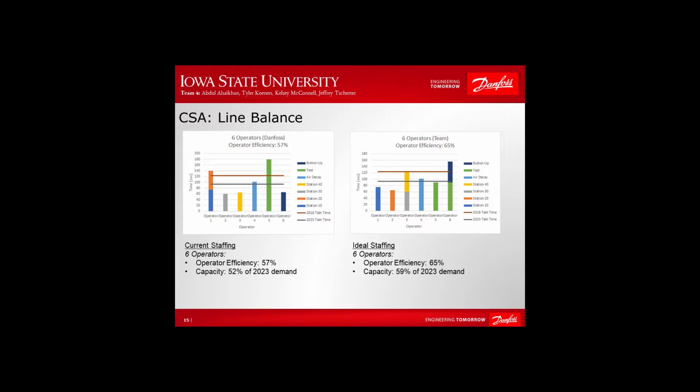Shown in the figure on the left is the operator balance Danfoss uses when 6 operators are staffed on the line. This balance produces a capacity that is approximately 52% of the 2023 demand projection and has an operator efficiency of 57%. The chart on the right shows a different operator balance for 6 operators. This balance produces a capacity that is 59% of the 2023 demand projection and has an operator efficiency of 65%. As a result, the operator balance on the right is preferred because of its higher capacity and operator efficiency.